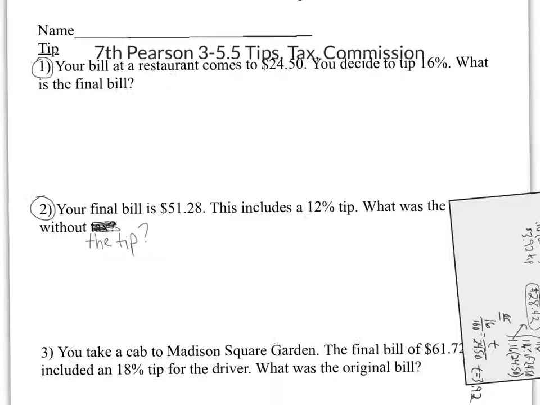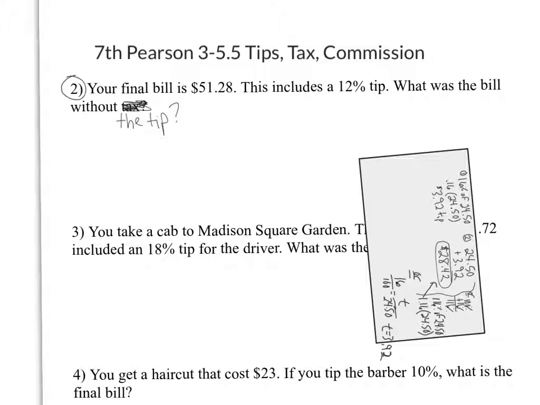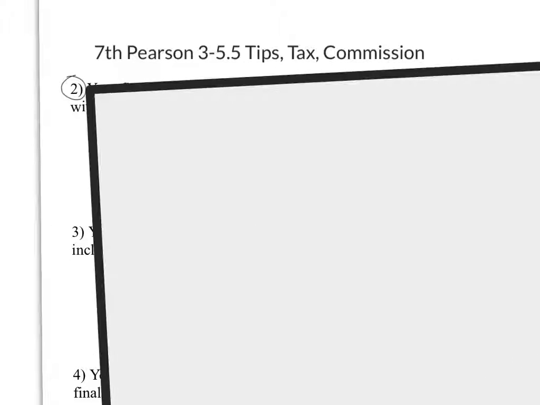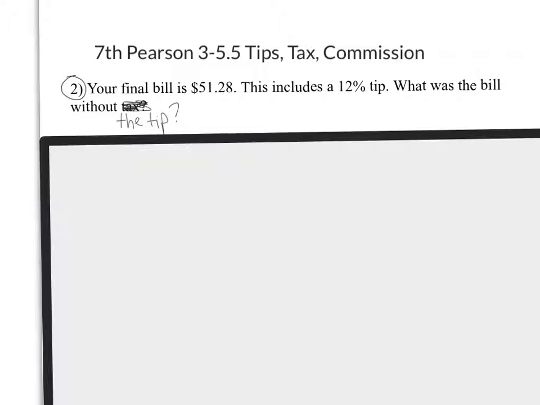So number 2, your final bill is $51.28. This includes a 12% tip. What was the bill without the tip? Okay, so this one is a little bit different. We could draw out a bar diagram here if you want to.